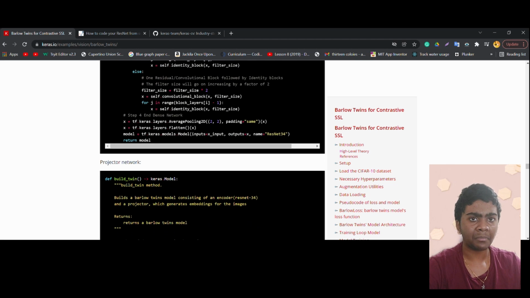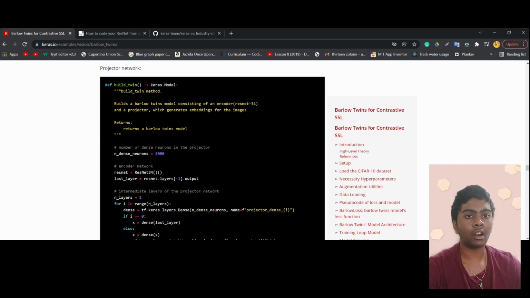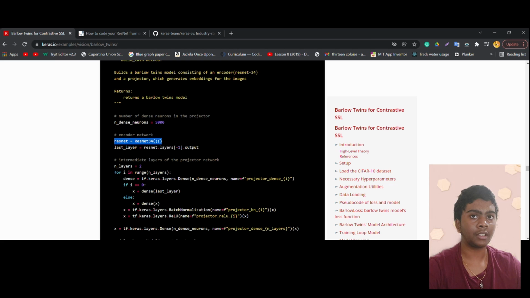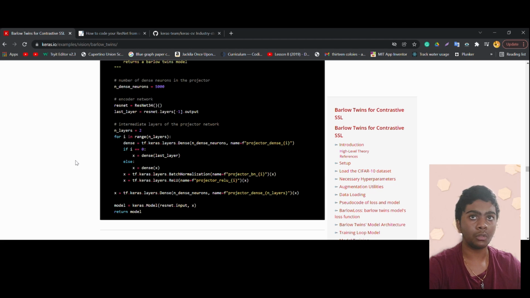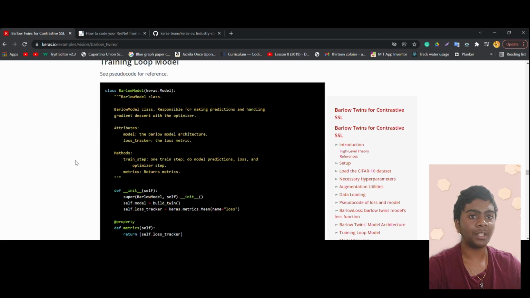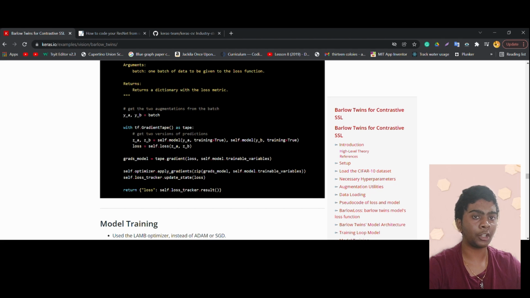And this is the important part. This is our projector network. So here we define our encoder network, which is our ResNet backbone. And then we attach these dense, batch norm, ReLU layers, and as you can see, we only have 2 layers. I think originally I had 3, and in the paper they have 3. But in this case, I chose 2. And then this is our training loop. We just take the gradients, we just take the loss and then apply the gradients. It's pretty simple.